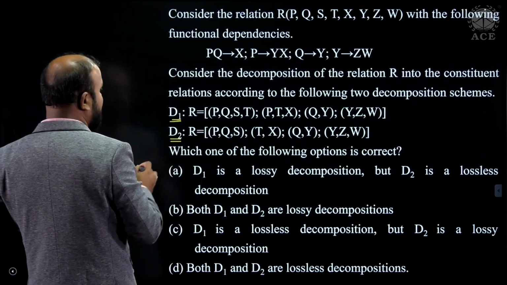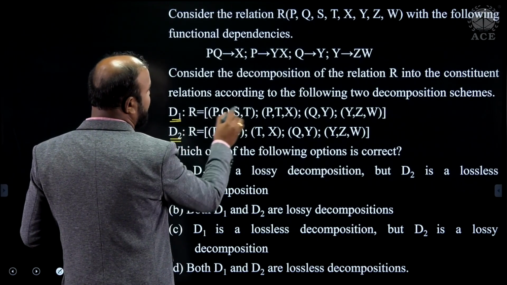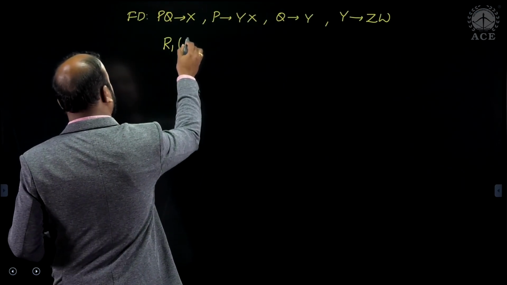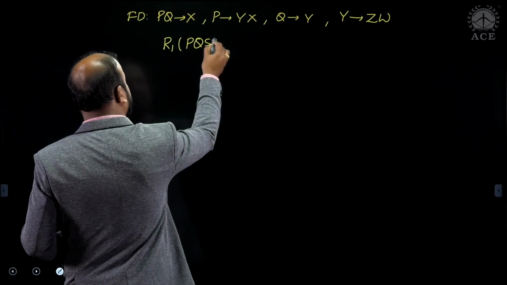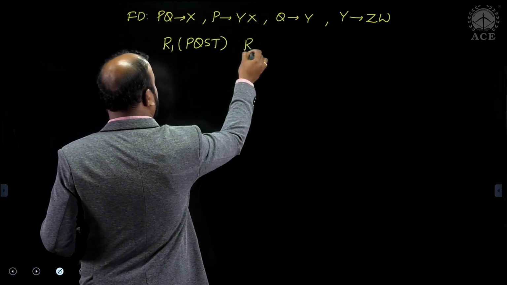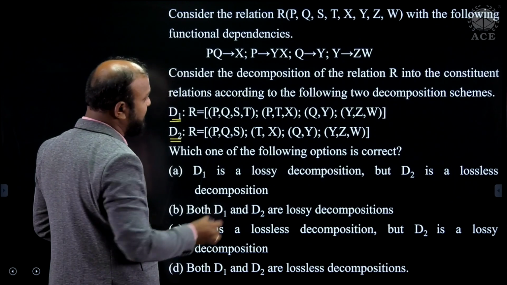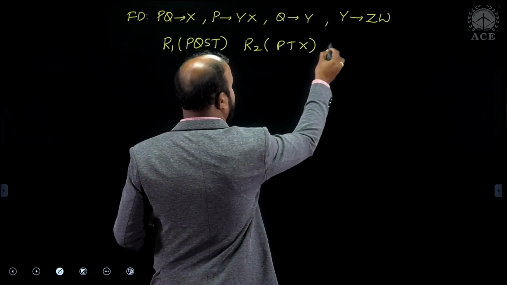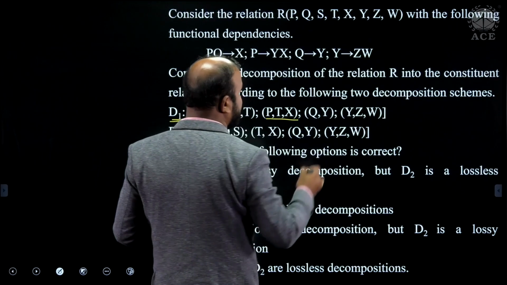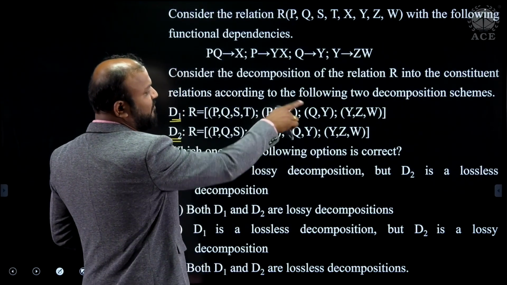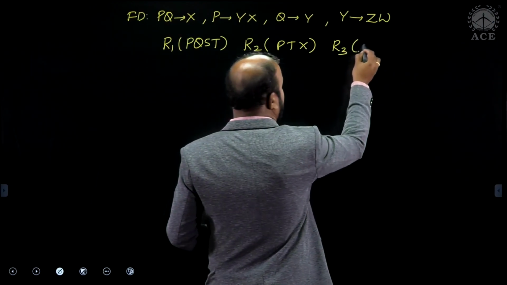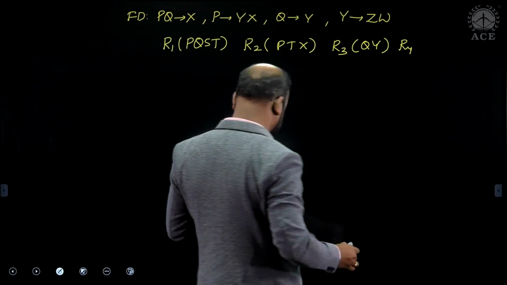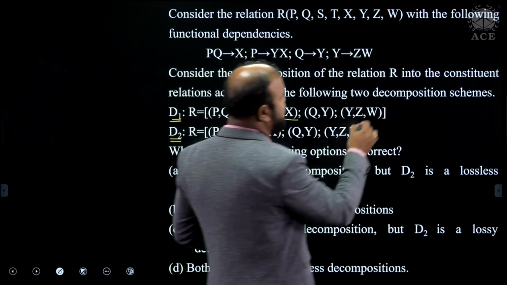And the first decomposition D1 is PQST. So I am calling R1 is PQST, and R2 is PTX, and R3 is QY, and R4 is YZW.